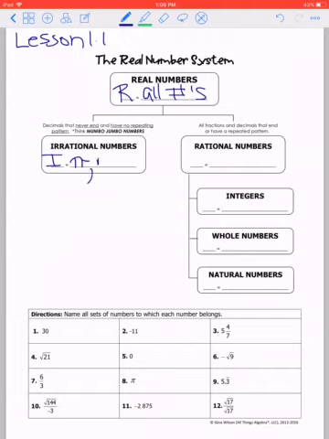Another one we could use would be the square root of 2. If you were to plug that into your calculator right now, you would get this decimal number, and there's no repeating decimals, there's no numbers that are the same, and it never ends. It doesn't come out to be like 0.25.